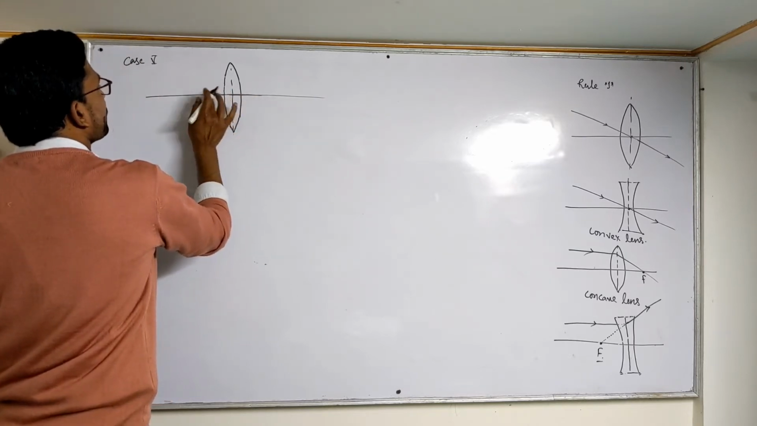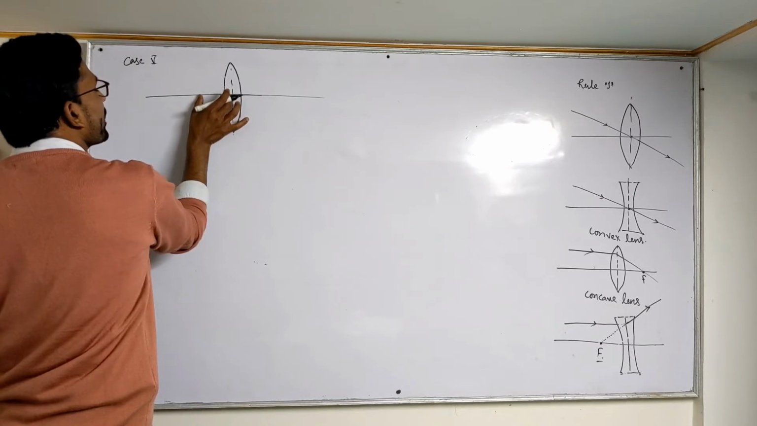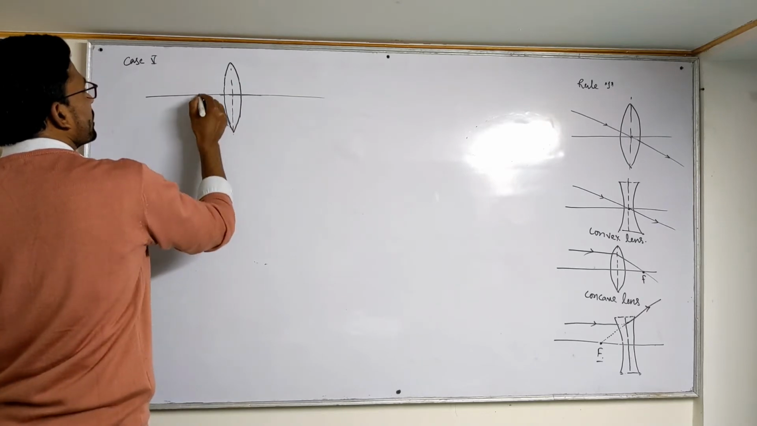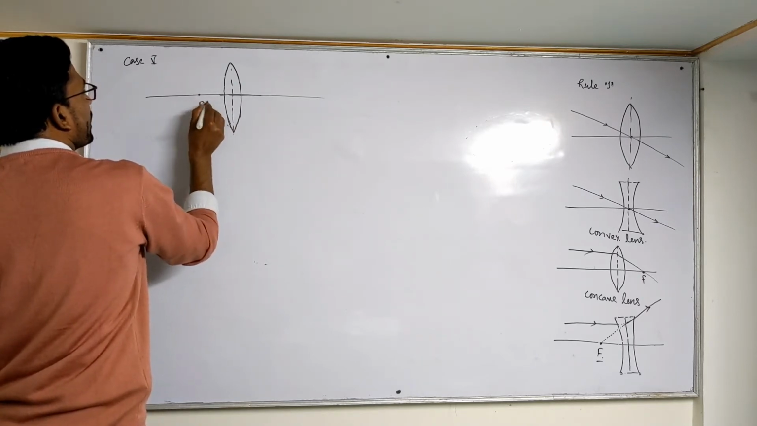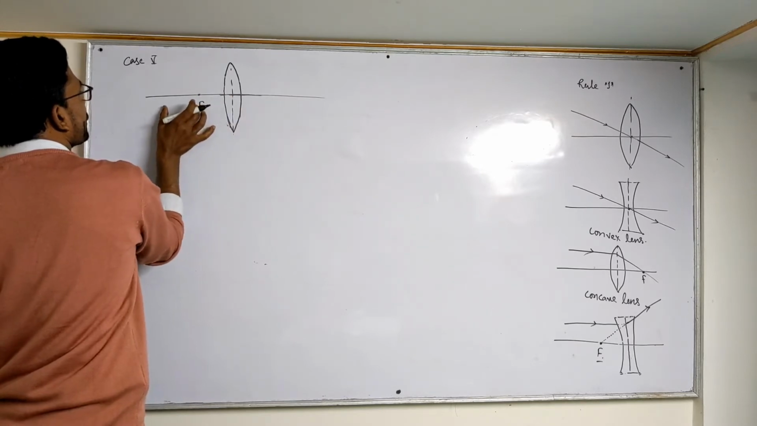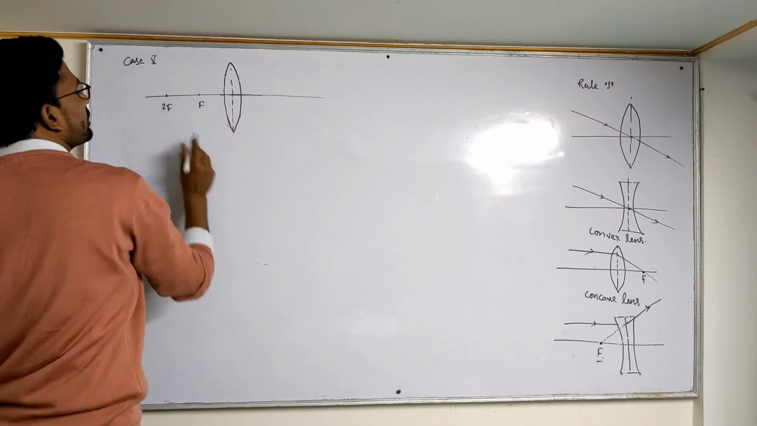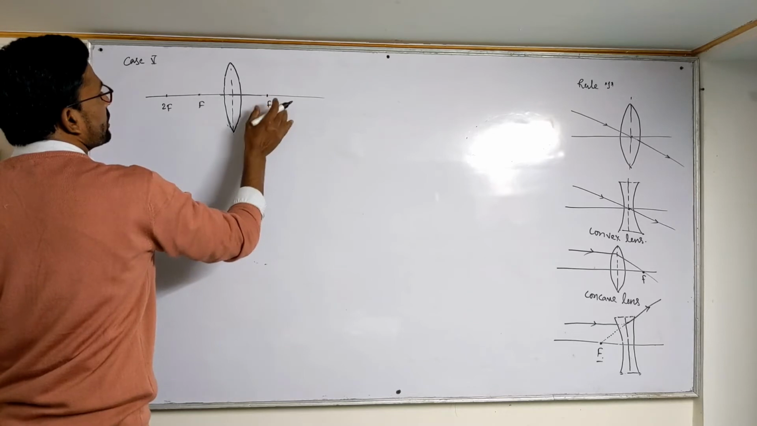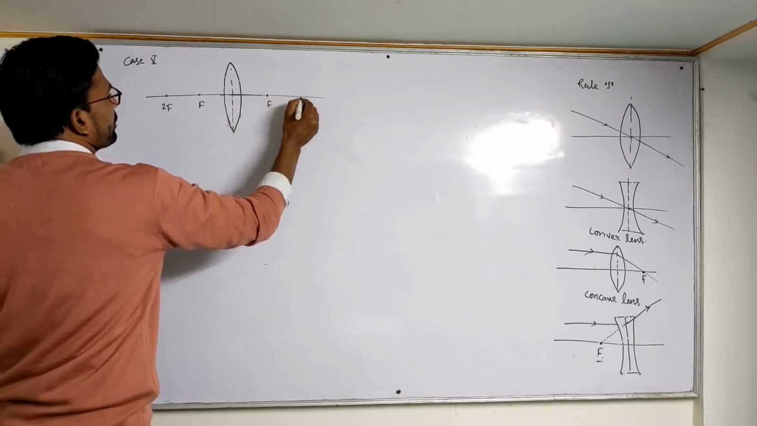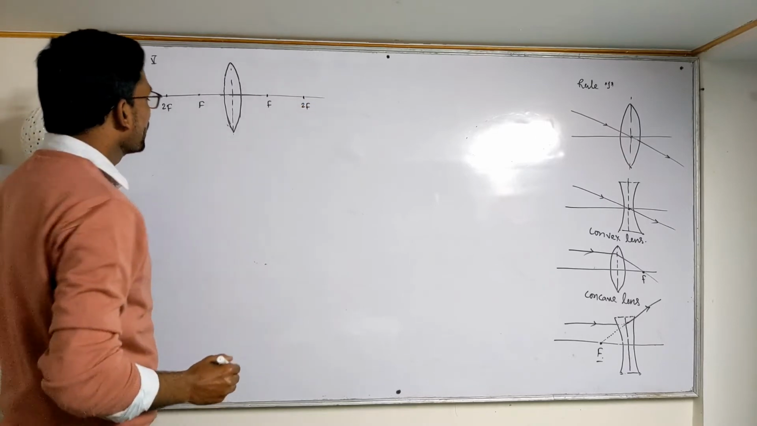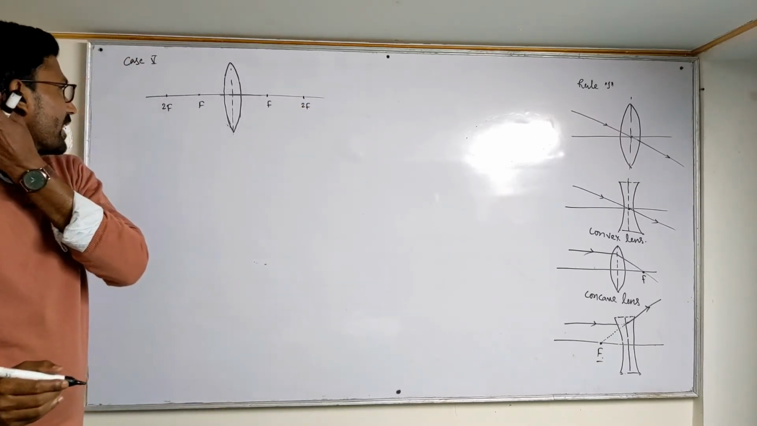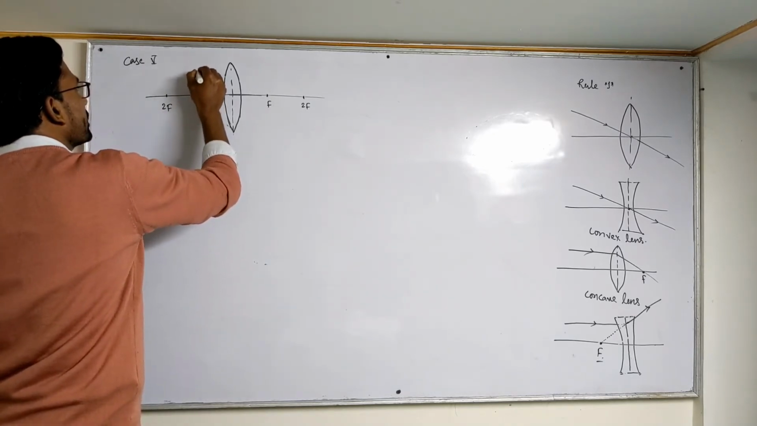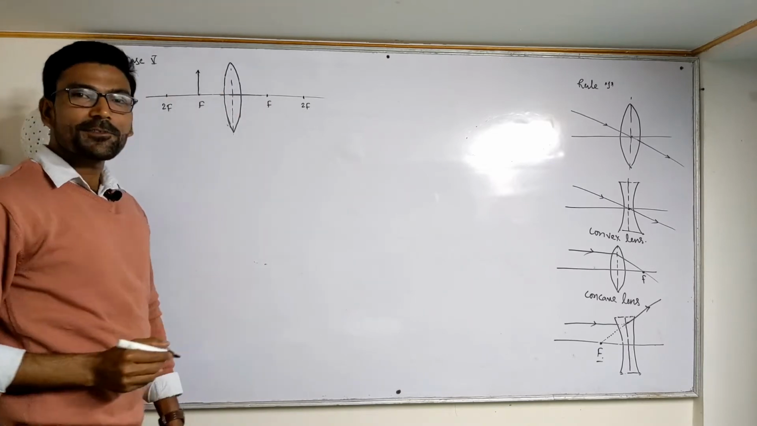This is the optical center. Take a proper distance where parallel light after refraction goes from there. This is f, and the same distance of f, it is 2f. On the opposite side also, this is f and this is 2f. Now take the object exactly at f, like that. This is the position of the object, which is exactly at F.